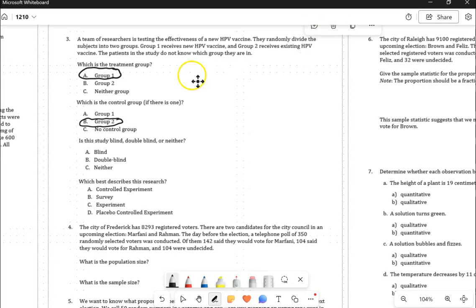Blind, single, double: the patients don't know, but it doesn't say anything about the researchers. So we can't go to double blind, but we can for sure go to single blind.